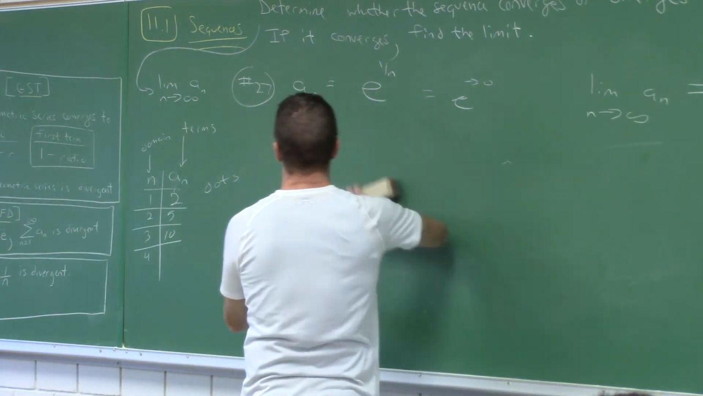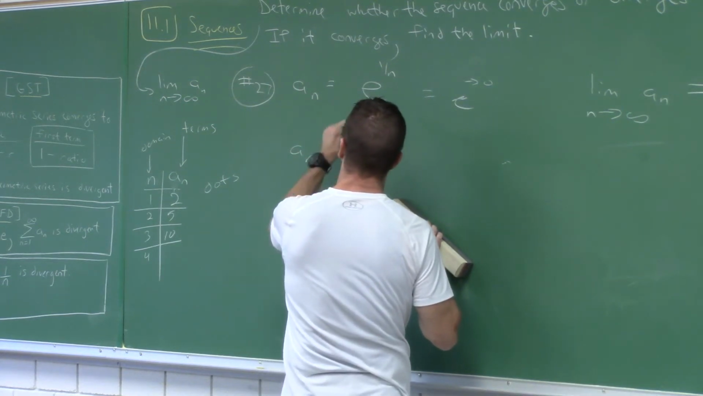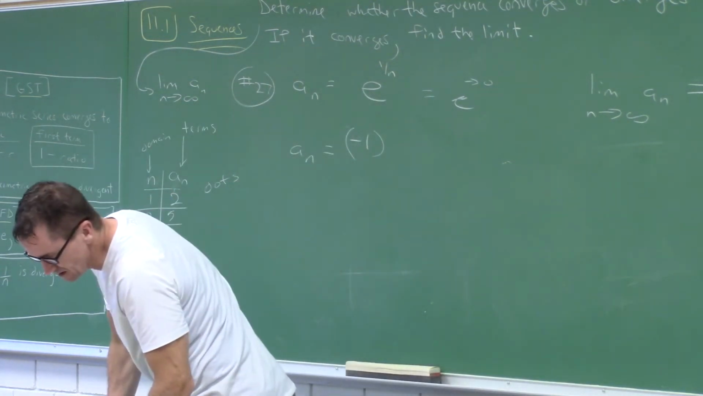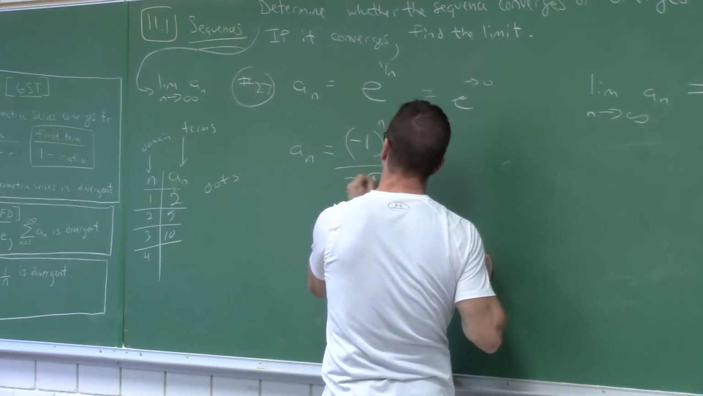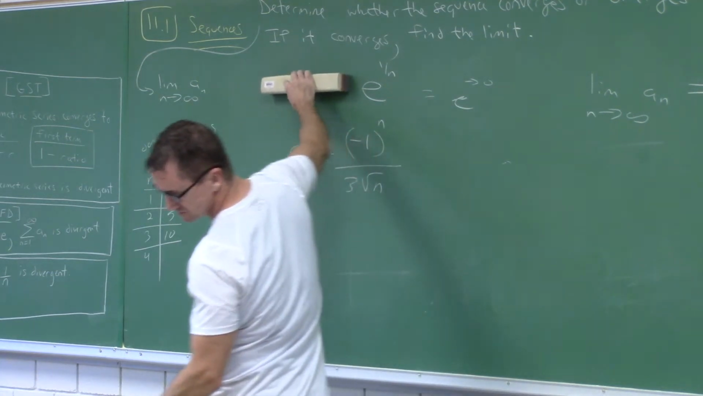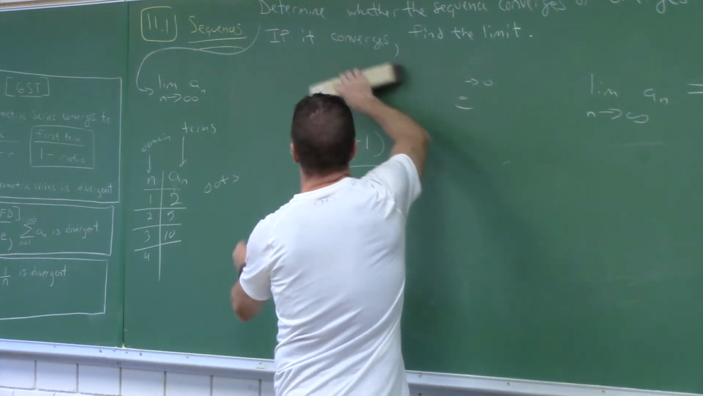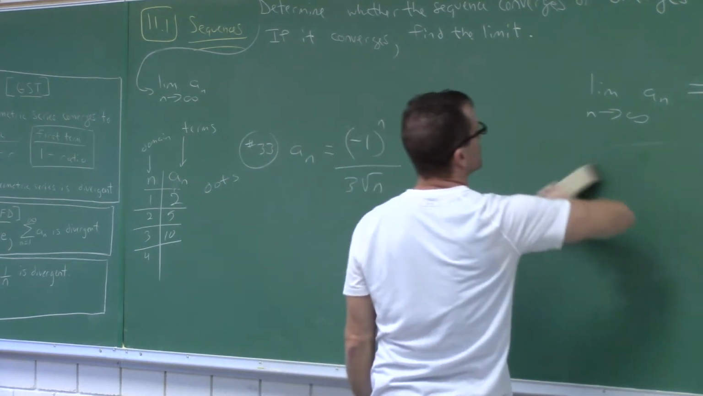What if it's got that -1 in the end? I just found one, everyone. I'm going to change it up a tad. -1 to the n over, how about 3 squared of n? I saw the book had 2 squared of n. So this is number 33. They go quick. Just a few more.